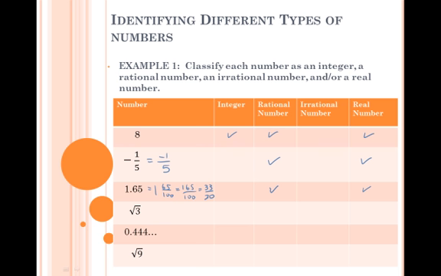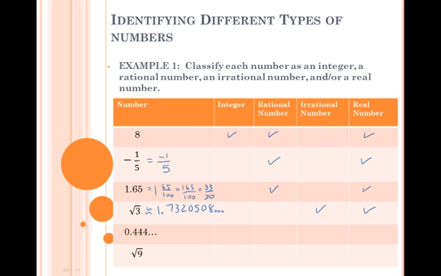The square root of 3. Since there is no nice number that when multiplied by itself gives us 3, that makes the square root of 3 an irrational number. And the square root of 3 is approximately 1.7320508 and so on. Notice that it is non-terminating and non-repeating. Irrational numbers are also real numbers, which makes the square root of 3 a real number.